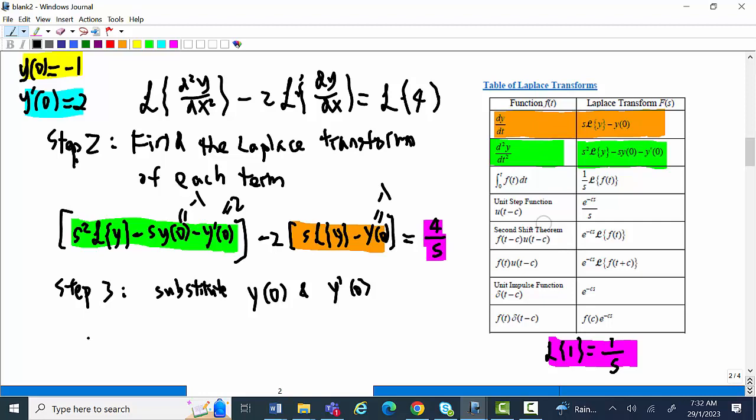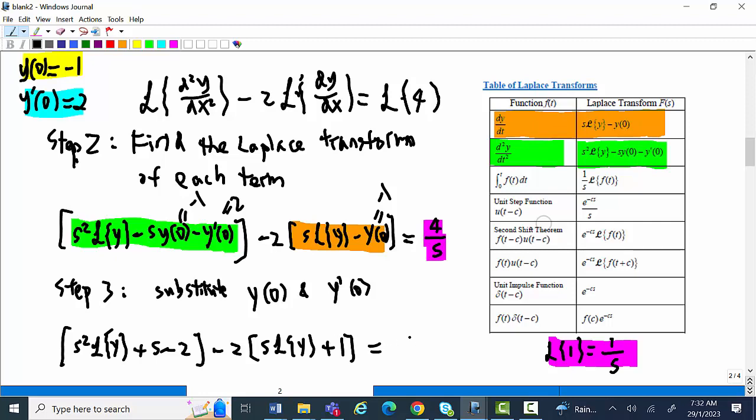So eventually you get s squared Laplace transform of y, minus s times minus 1 is plus s now, then minus 2. Then this side here I have minus 2s Laplace transform of y, minus 1 becomes plus 1 now, equal to 4 over s. Okay, so this is step 2 and step 3. Substitute the initial conditions.